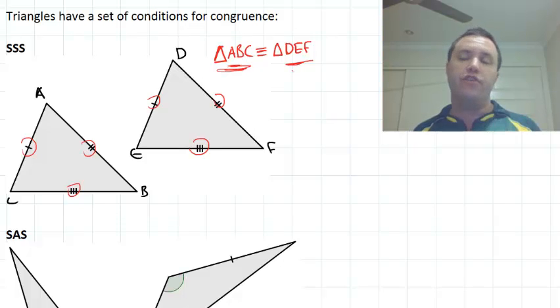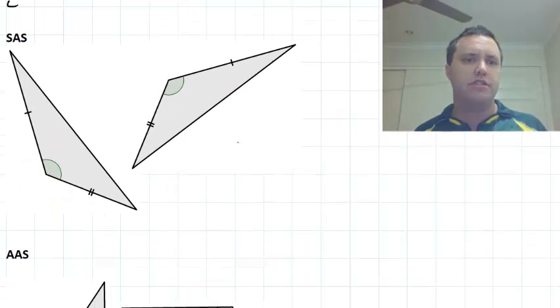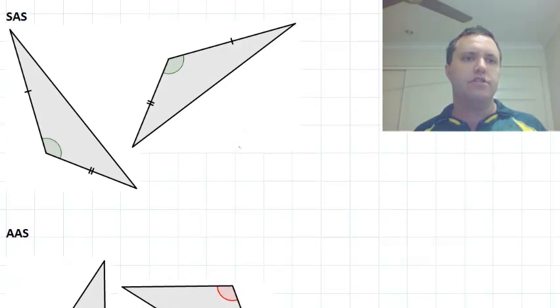Okay, so the first rule there is side, side, side. That's how you know you've got exactly the same triangle. All right, that one's pretty obvious. Now we'll move on to some of the more interesting ones. So this is side, angle, side.